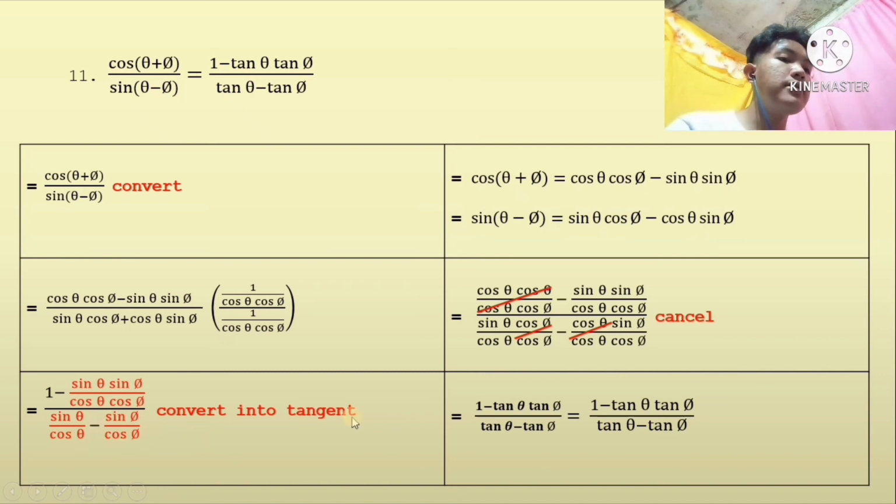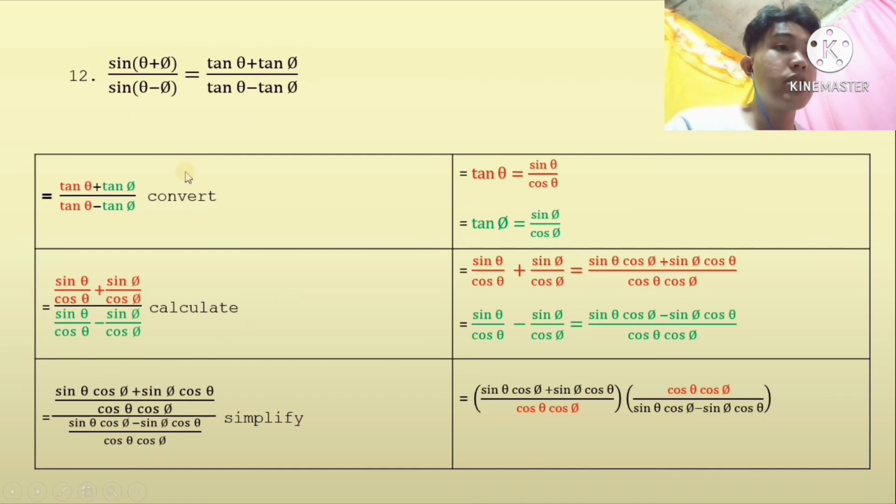So convert into tangent because tangent is equal to sin theta over cosine theta. So our equation will be 1 minus tangent theta times tangent phi over tangent theta minus tangent phi. So this is our proving.